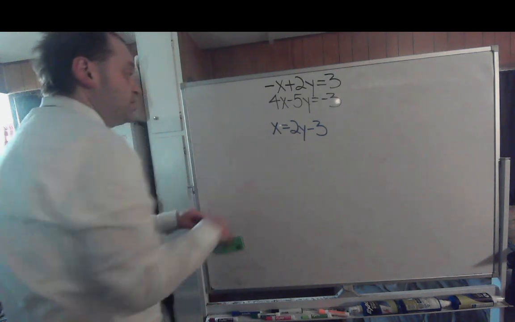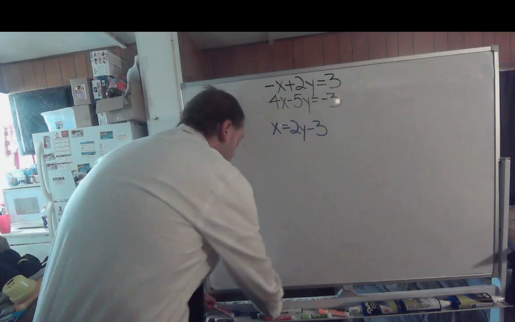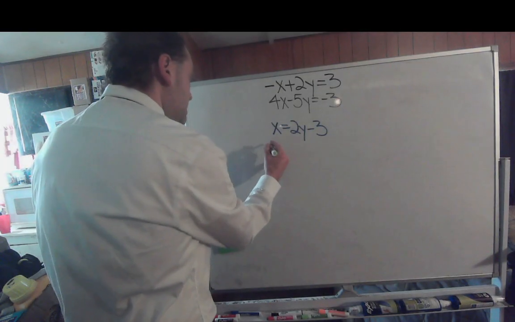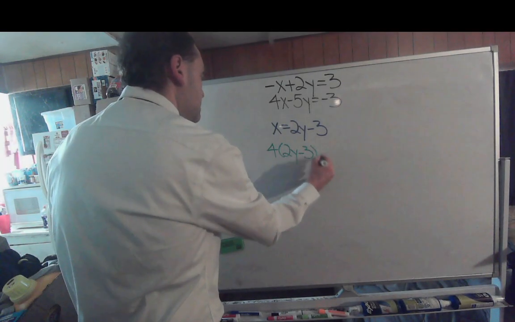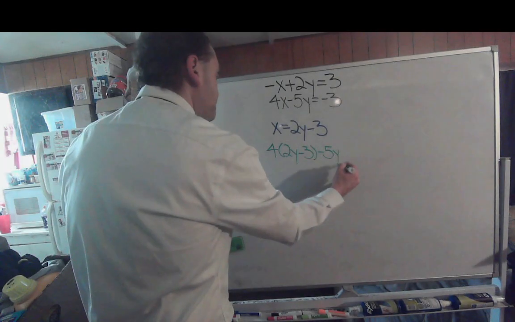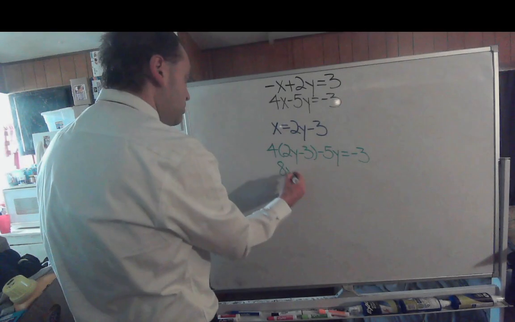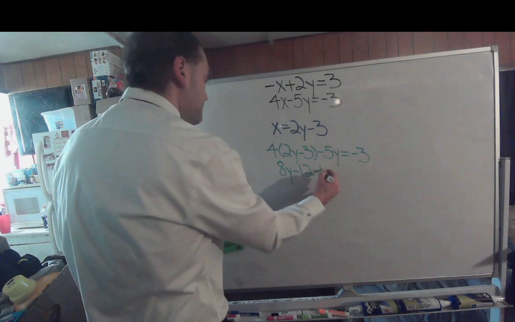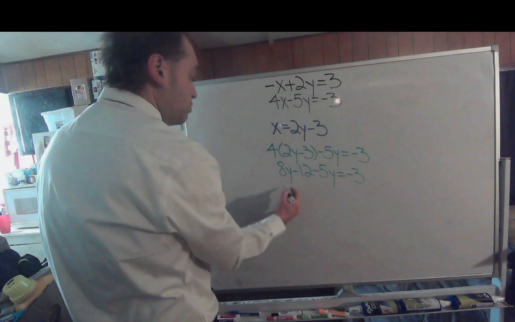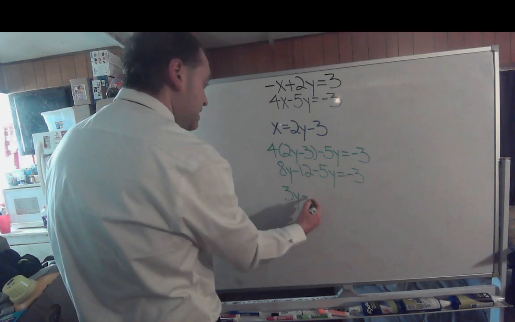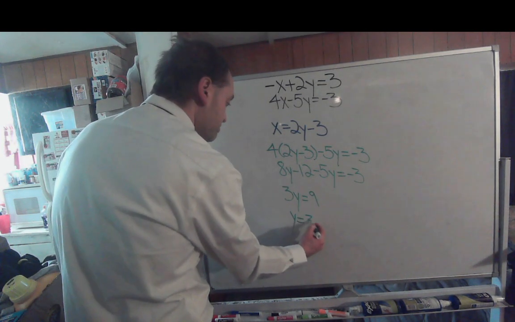So you can substitute 2y minus 3 for x in the second equation, which is going to look a lot like 4 times that 2y minus 3 minus the 5y would equal negative 3. This becomes 8y minus 12 minus 5y equals negative 3, which would end up giving you 3y equals 9, which would give you the y coordinate for your point of intersection being 3.